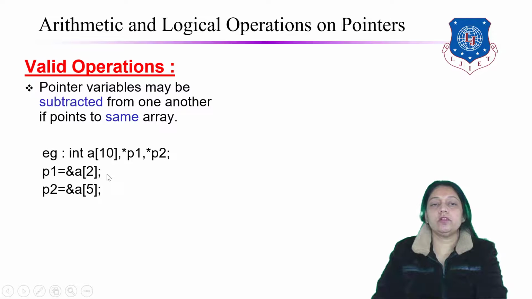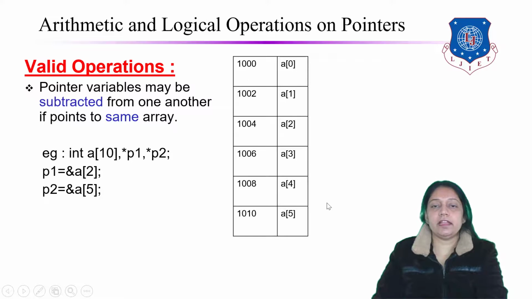P1 is pointing to the third location of an array, that is index is 2, and I'm storing the address of A of 2 inside P1, and I'm storing the address of A of 5 inside P2. Means P1 and P2 are pointing to the same array but at different location of that particular array. This is the third value and this is the sixth value of an array.